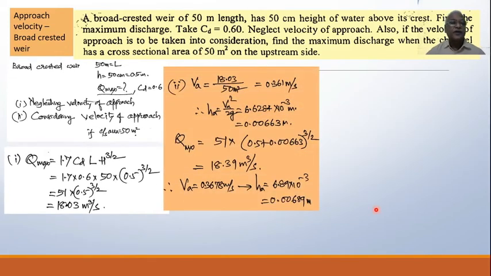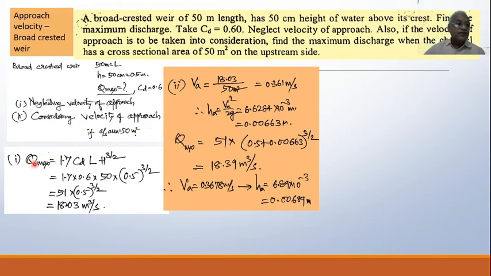Okay, here I have written second part. The same discharge divided by 50, I get 0.361 meter per second as the velocity of approach. Head, because of velocity of approach, V squared by 2g, this is 0.00663 meters, HA. Now we have to revise Q.